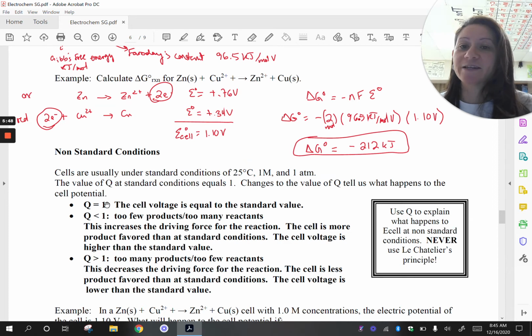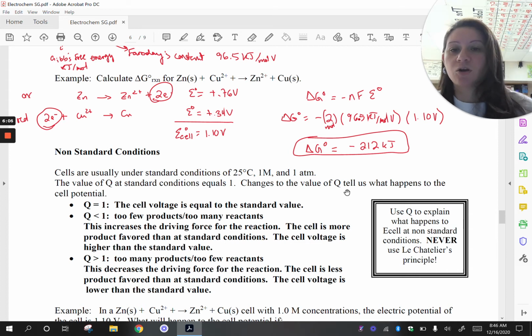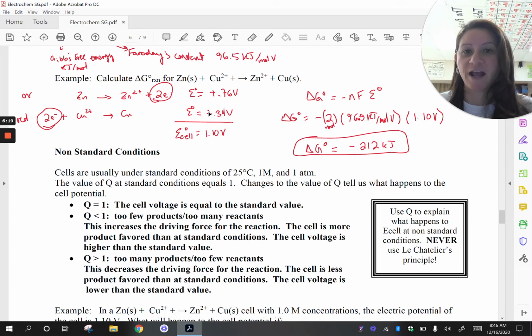So at standard conditions, the reaction quotient is equal to 1, whether it's in terms of concentration or in terms of pressure. If your value of Q changes, then your cell potential is going to change. So when Q is equal to 1, we're at standard conditions, and so the cell voltage is equal to whatever it is at these standard conditions. You look that up from the table, and add the potentials for both of your half reactions together to get your cell potential.